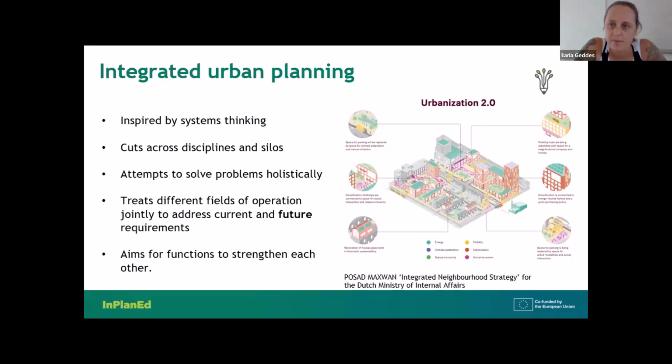So the main aim of integrated urban planning is essentially to identify opportunities to solve problems holistically. It is inspired by systems thinking, and it treats different fields of operation to address not only current needs, but also future requirements. To meet these requirements, it needs to address a consistent and rational use of energy and key fields of operations, like urban mobility and energy supply, along with efficient energy consumption and a well-balanced use of available space. So this must really be treated and developed jointly.